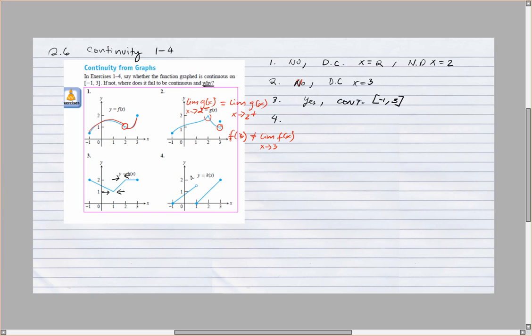However, it will break here at this point, where the limit of k of x as x approaches 1 from the left does not equal the limit of k of x as x approaches 1 from the right. So we are going to have a discontinuity there. So no, there's a discontinuity at x equals 1.